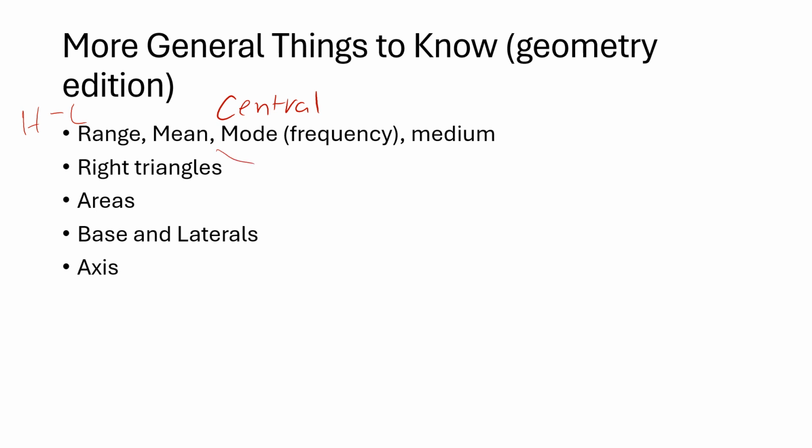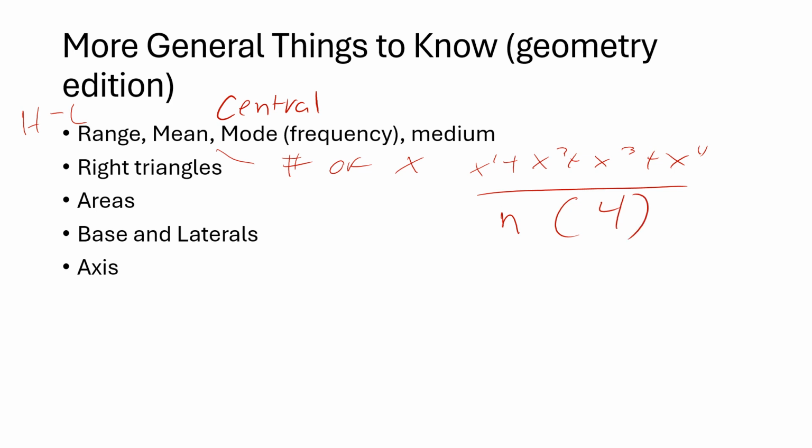Mean is just going to be the number of whatever you're looking for. So it's just the number of x's. Like you just add x1 plus x2 plus x3 plus x4 and so on and so on, over the amount of values you put in, which is just going to be n, which in this case is going to be 4. So there. Mode is going to be frequency.